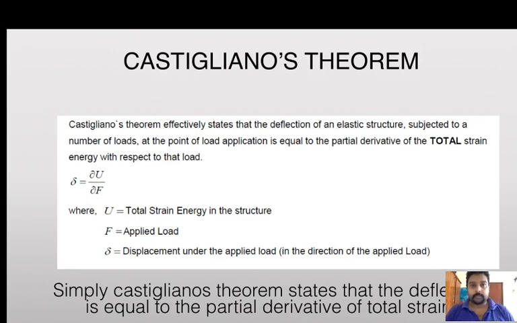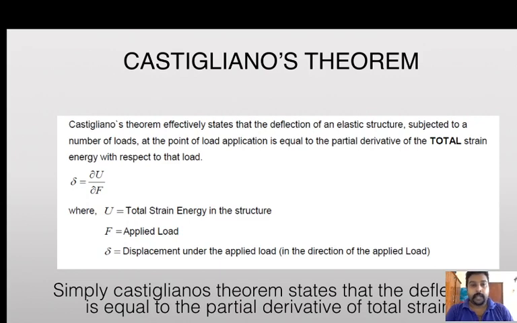Castigliano's theorem states that the deflection of an elastic structure subjected to a number of loads, at the point of load application, is equal to the partial derivative of the total strain energy with respect to that load. Basically, the deflection at a point is equal to the partial derivative of the total strain energy with respect to that force. That is the basic idea of Castigliano's theorem.